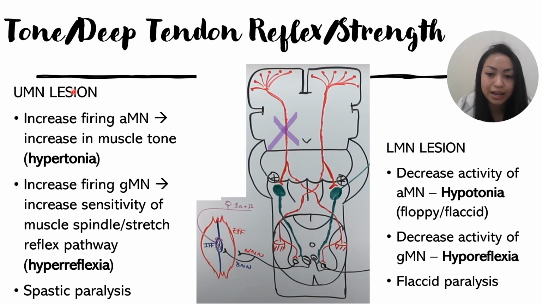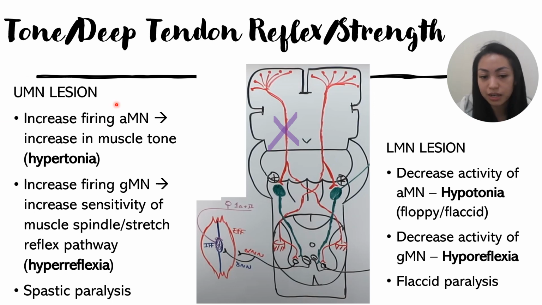How about its effect on strength? So does the strength increase or decrease when we have an upper motor neuron lesion? In fact, the strength decreases for both of them actually. For upper motor and lower motor neuron, we see a decrease in strength. But it's two different types.